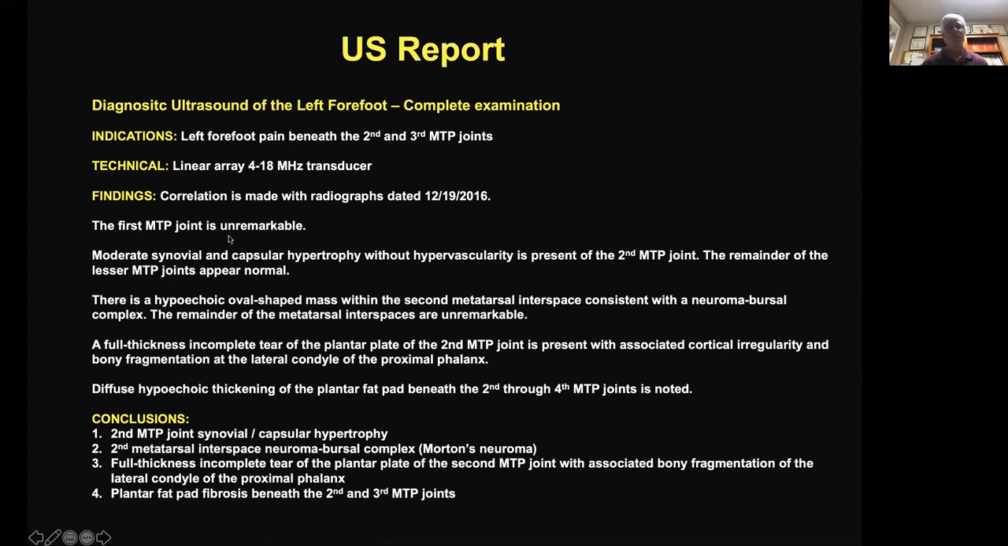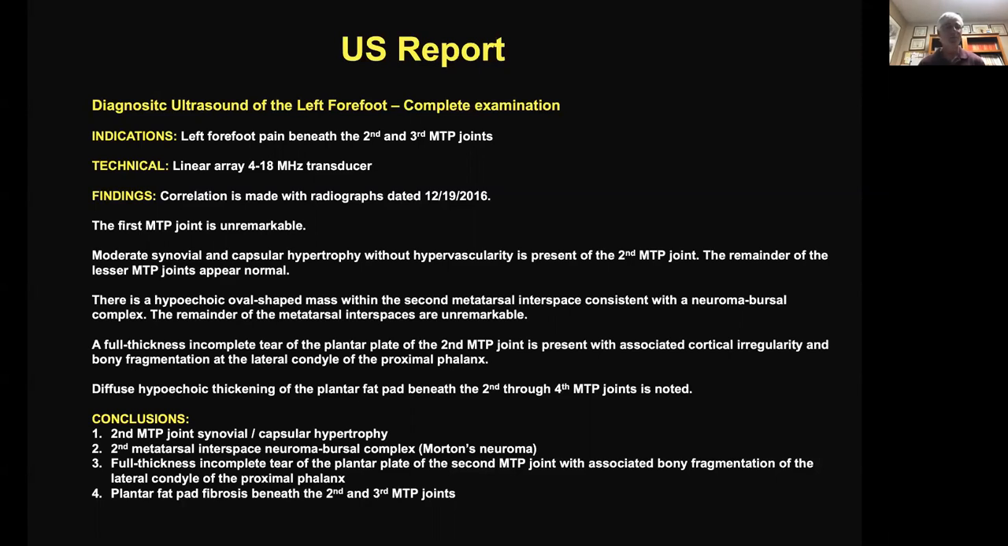So in my report, I always mention the first MTP joint, even with lesser metatarsalgia, which is normal. And I mentioned moderate synovial and capsular hypertrophy without hypervascularity, so there's not active synovitis of the second MTP joint, and the remainder of the MTP joints were normal. And I did actually check all of them. Again, it's dealer's choice whether you want to just go through all the interspaces and all the MTP joints, you know, bang, bang, bang, or you only want to do the region of interest and maybe the one to each side.